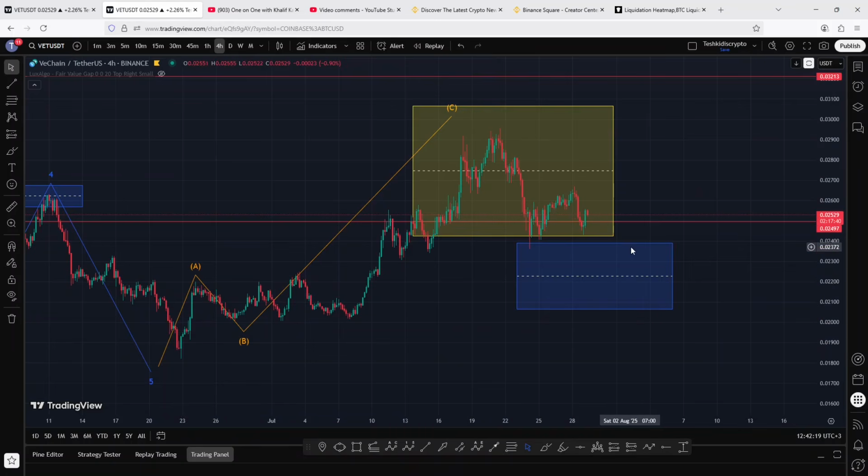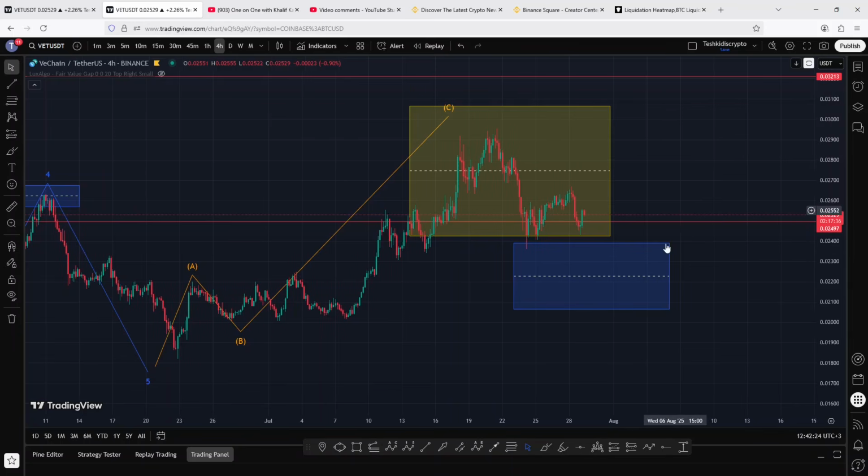If by any chance we get another pullback, also losing support above the 0.025. So if we lose the 0.025, expect Vechain to fully maximize this area over here, find support, and then we should attempt another breakout to the upper side in the next coming days.